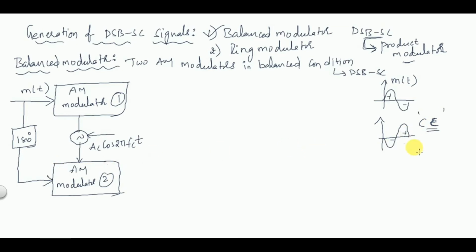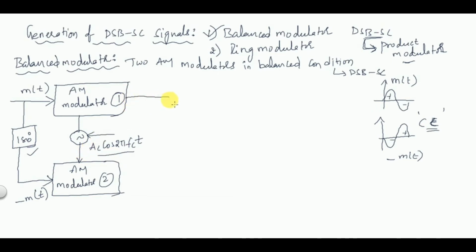So what can we write here? This can be written as minus m(t). So the input here will be minus m(t), and this is called the 180 degrees phase shifter. m(t) is directly given to the first modulator, and it is phase shifted by 180 degrees and given as input to the second modulator, and the carrier signal is common to both the AM modulators.